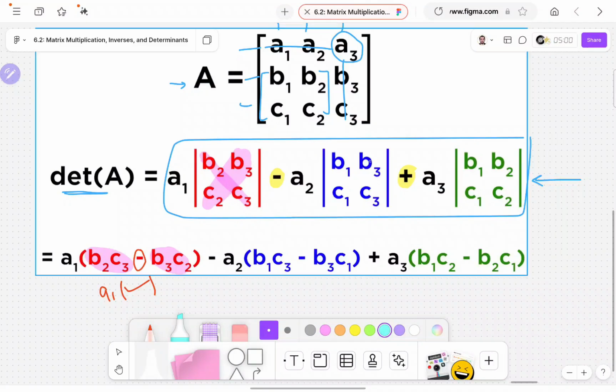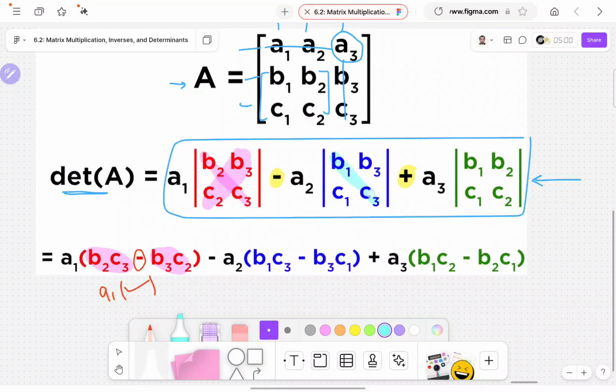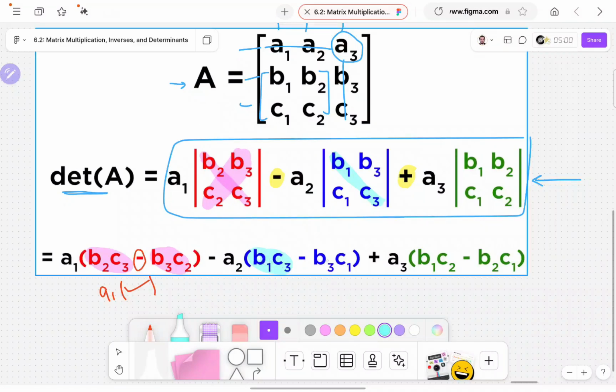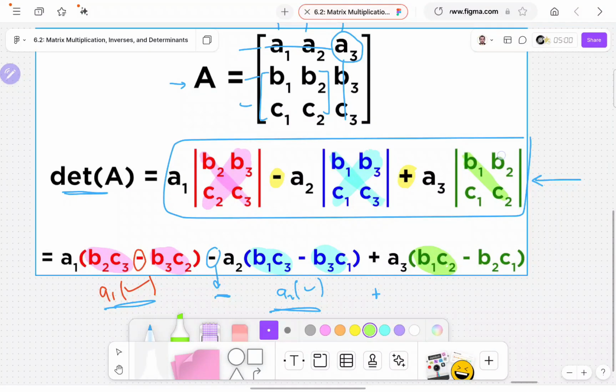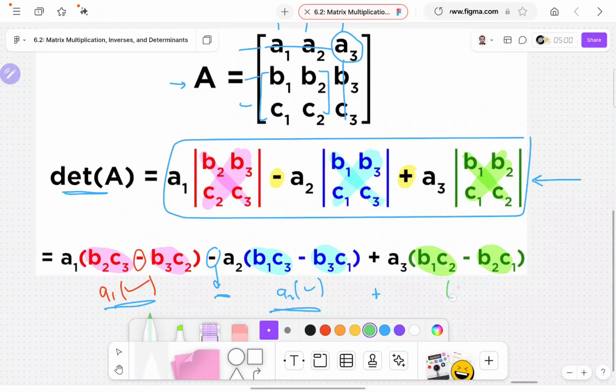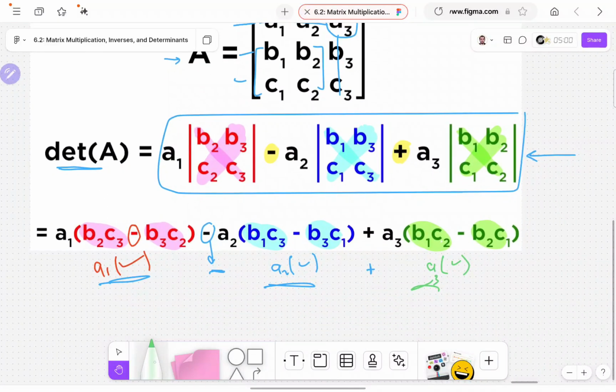Now the second step is to multiply B1 times C3, minus B3 times C1, as you can see here, then you get the answer. Then you multiply it by A2. Don't forget the minus, because there is a minus between this one and this one. Then you add the third part, which is B1 times C2 minus B2 times C1, and multiply the answer by A3. Then you add it to the others, and you get the answer.